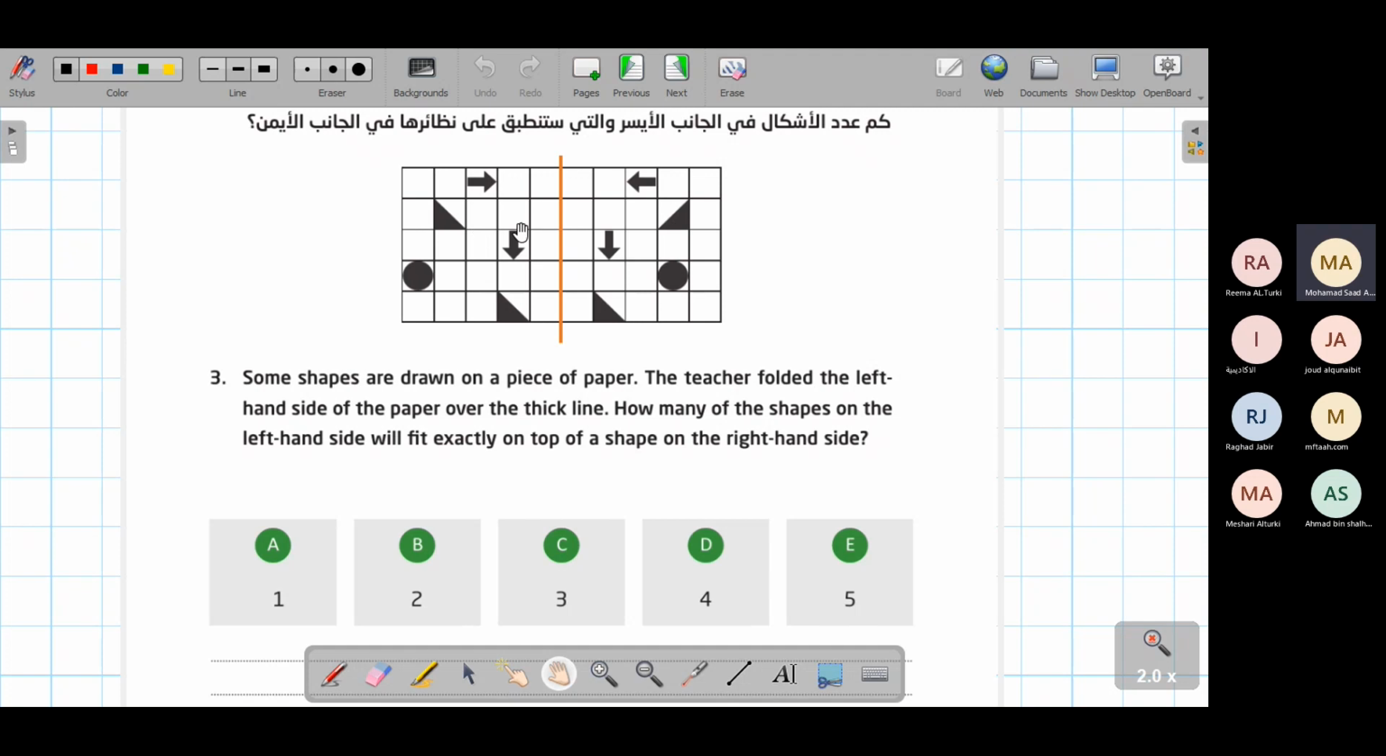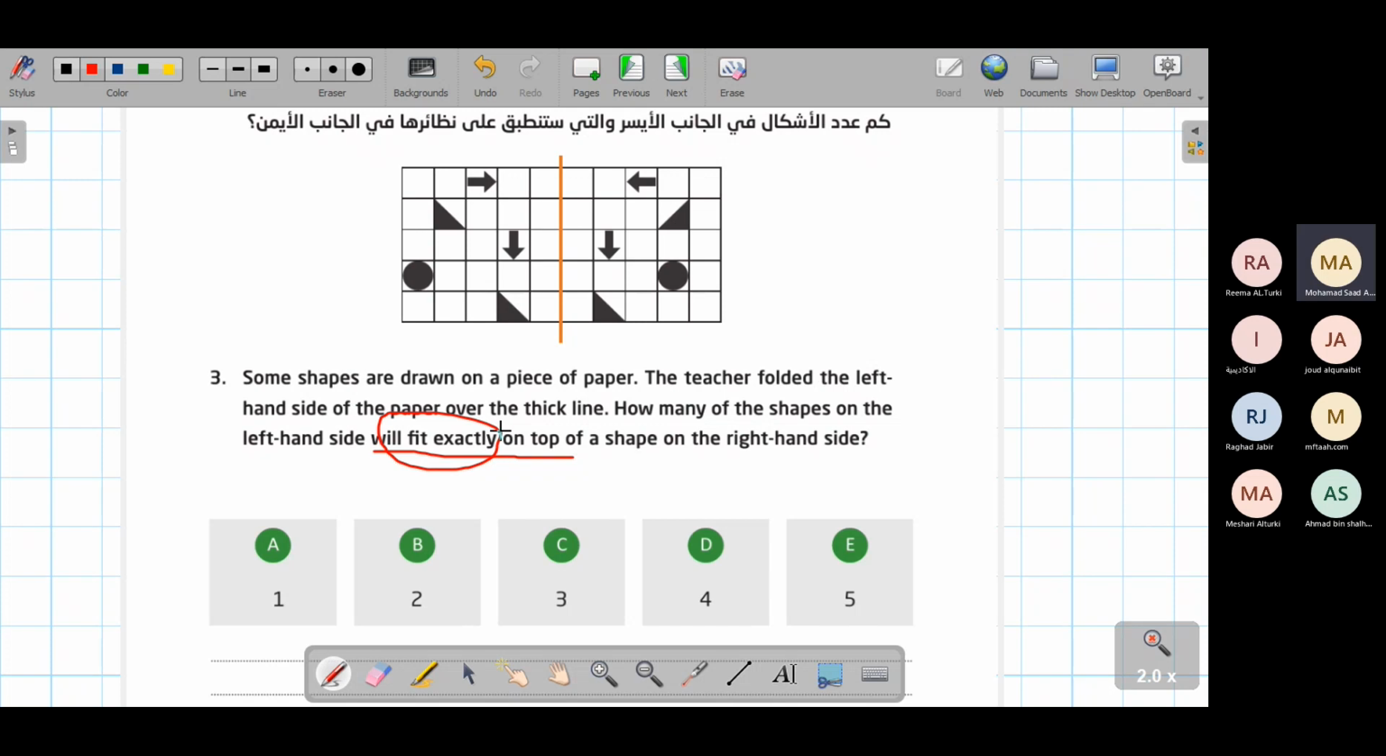So we have two papers with approximately the same shape, with maybe one or two differences. It depends on the question. The question is what? How many, Yahya? How many of the shapes on the left-hand side will fit exactly on top of the shape on the right-hand side? So the key word here is what, Yahya? Will fit exactly on top. So will fit exactly on top of a shape on the right-hand side.